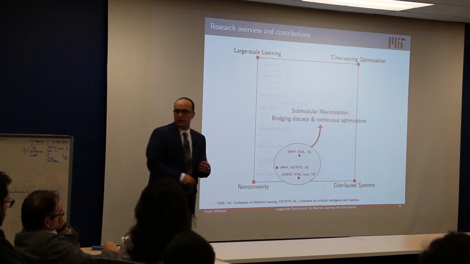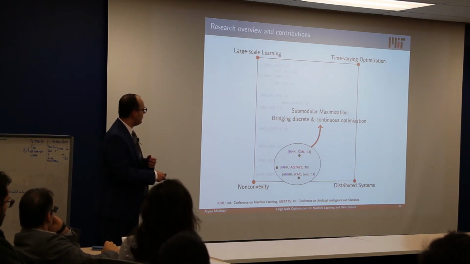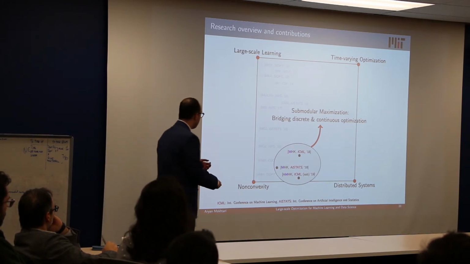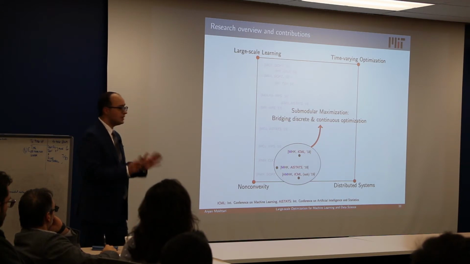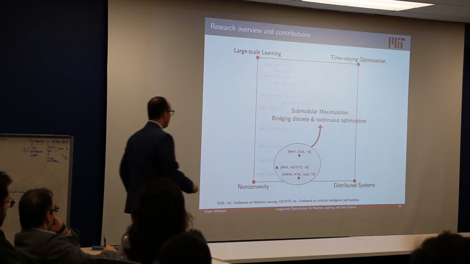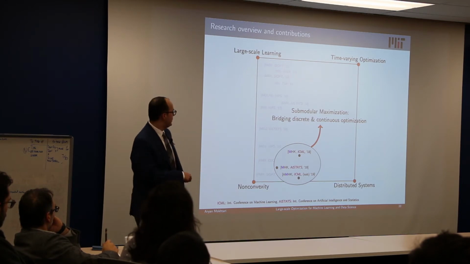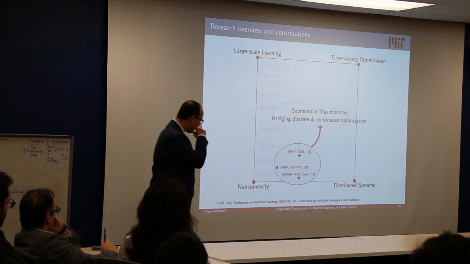What's nice about this idea is that the relaxed version of this problem, which is a continuous submodular maximization problem, is a special case of non-convex problem with a structure, which allows you to come up with a constant approximation guarantee for this problem. And we use this trick to solve a stochastic submodular maximization as well as decentralized submodular maximization, which lies at the intersection of non-convexity and distributed systems.